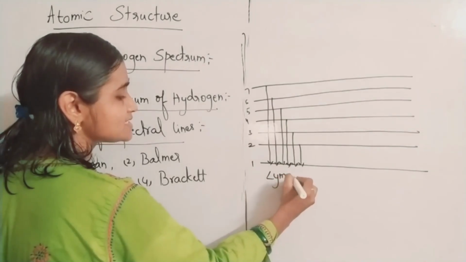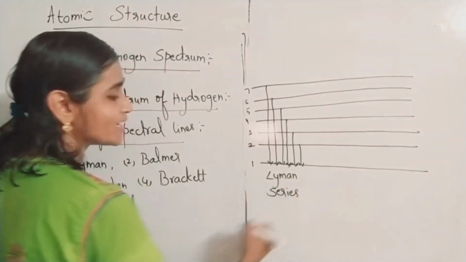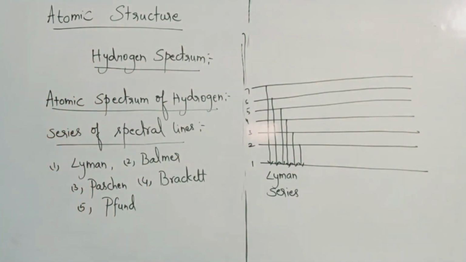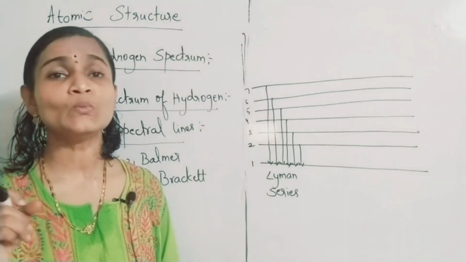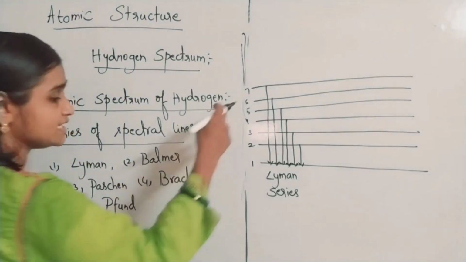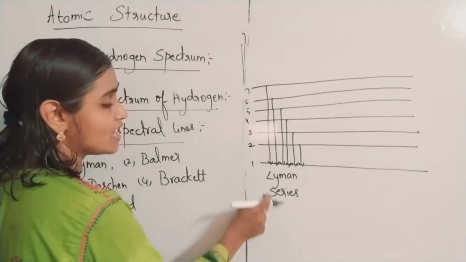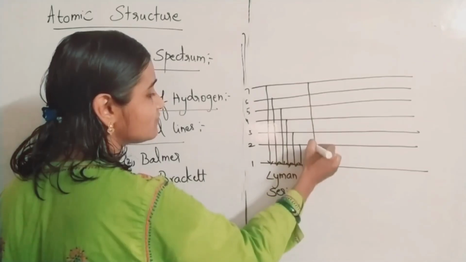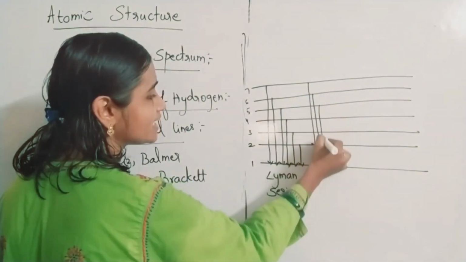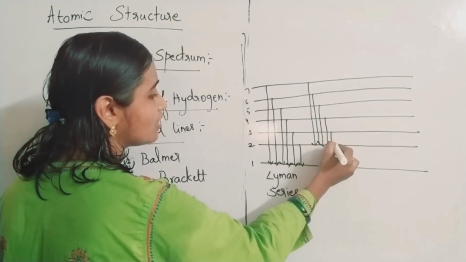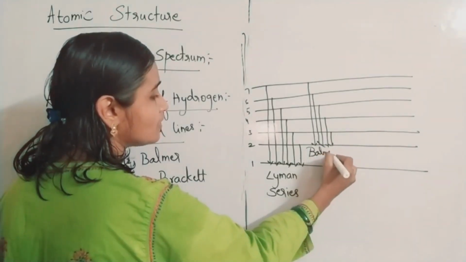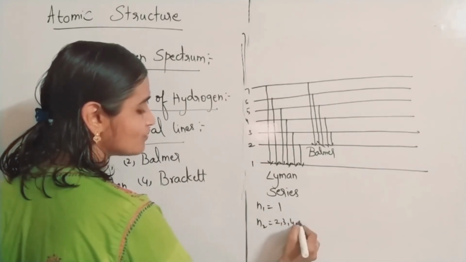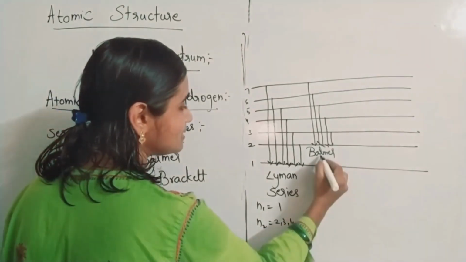Here Lyman series stands for the series of spectral lines formed when electrons return from any of the higher energy levels to the ground state. Similarly, if they return from any of the higher energy levels to the second orbit, they all come under Balmer series. This is Lyman series: N1 is 1, N2 can be 2, 3, 4, 5 and so on. Okay, Balmer series.